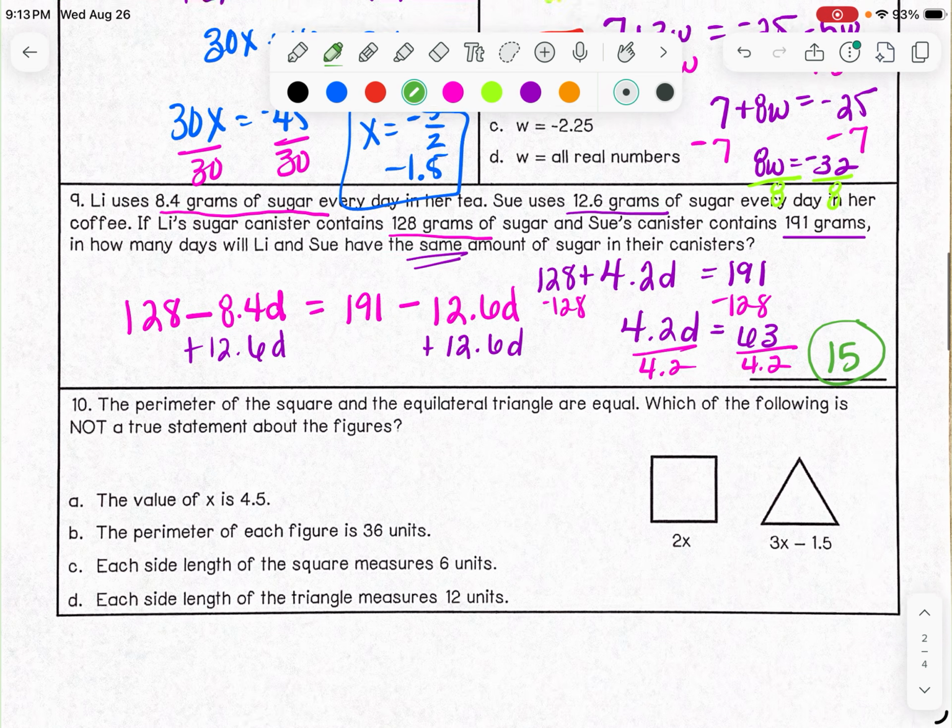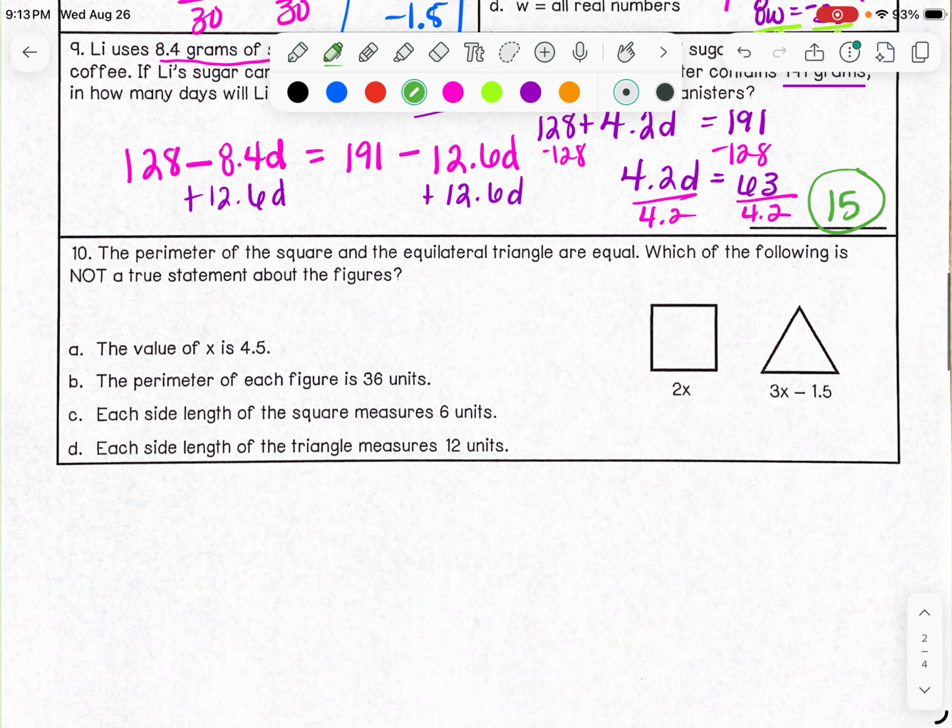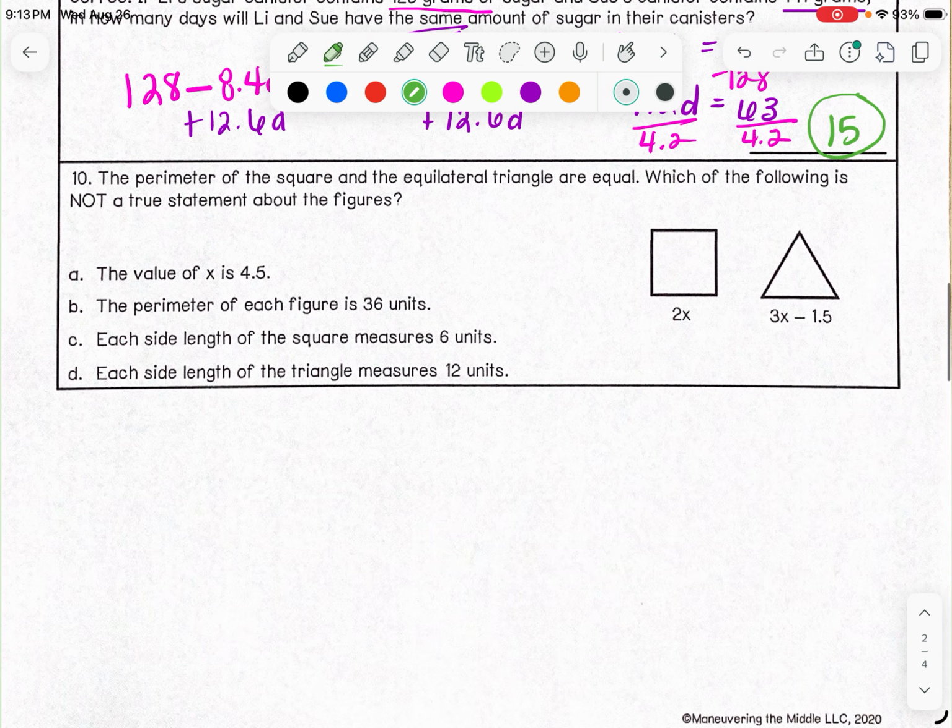And then number 10, the perimeter. Ooh, this is a fun one. Okay, yay, geometry. So the perimeter of the square and the equilateral triangle are equal. First of all, let's look at the square. We know that a square has all equal sides. So that's going to be 2x, 4 times. So the perimeter here is going to be 8x. This one's a little more complicated because it is an algebraic expression. My brain's getting ahead of my hands.